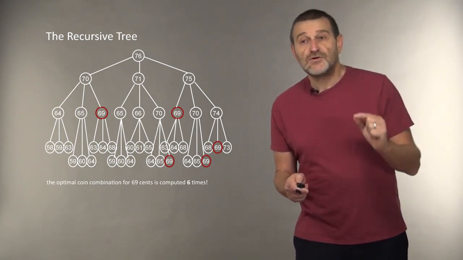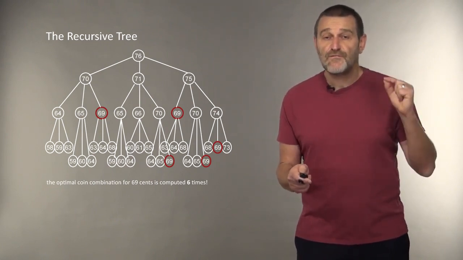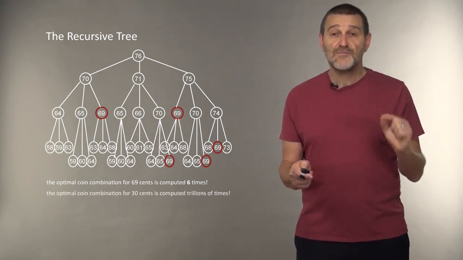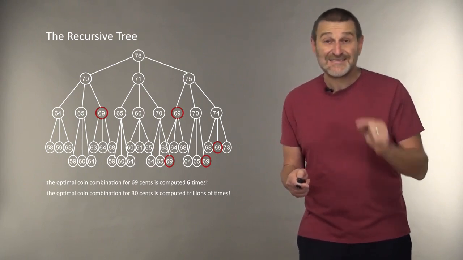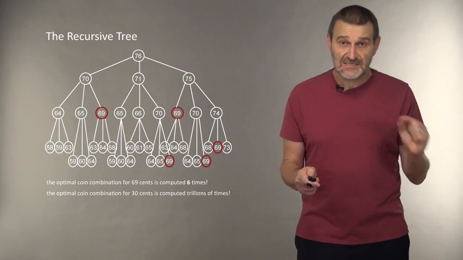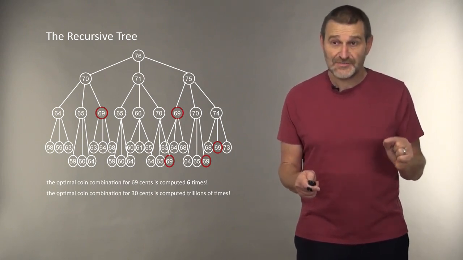Okay? So, but how many times do we need to compute the optimal combination for 30 cents? It turns out that we need to compute it trillions of times, which means that our algorithm is correct, but it will never end because it takes so much time. We need to come up with a different approach.